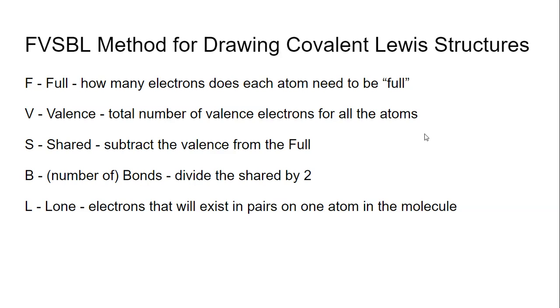And then whatever number is left over between the amount to be full and the number that are shared are what we call lone electrons, where they will exist in pairs on one of the atoms that has not filled octet.